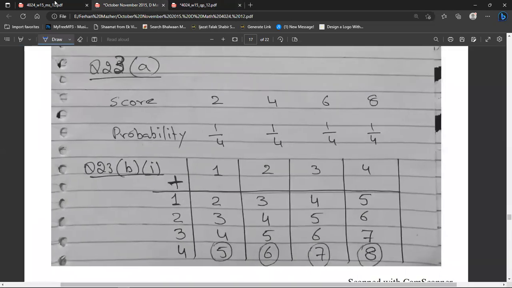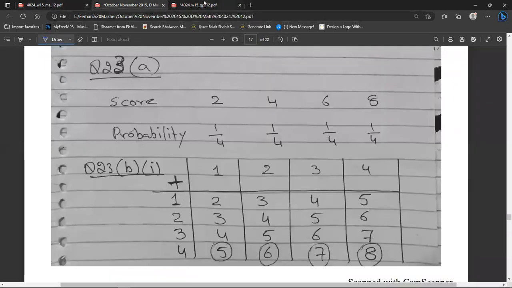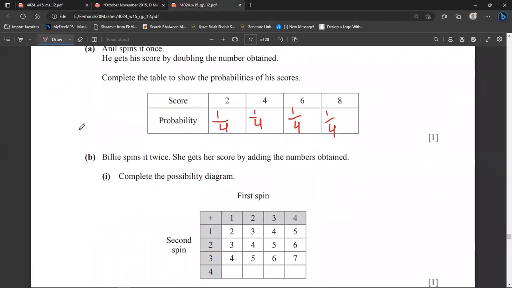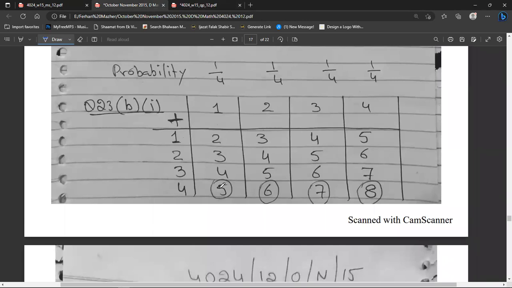1/4, 1/4. Then they say Billy spins it twice. He gets his score by adding the numbers obtained. So complete the possibility diagram. This is the first spin, this is the second spin. You have to add them. 1 plus 1, 2, 2 plus 1, 3, 3 plus 1, 4, 4 plus 1, 5. In the same way, 1 plus 4, this will be 5, 2 plus 4, this will be 6, 3 plus 4, this will be 7, 4 plus 4, this will be 8. So this is how you will do this. So you see 5, 6, 7, 8. The rest of the table is already done.